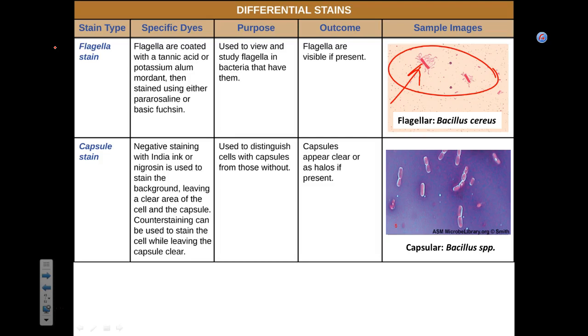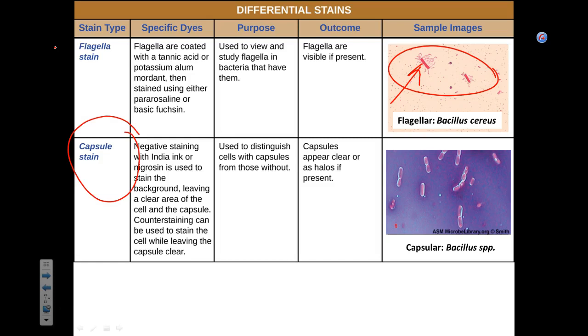Flagellum, just flagellum without any stains or anything. Would you be able to see them using a light microscope? No, they're too thin. So how do you visualize them? What's the principle in flagellar stain? If something is too thin, what should you make it to see it? Something is thin, you've got to make it thicker, yes. And we do it by adding a chemical that sticks to the flagellum and just makes it thicker. Does that make sense?